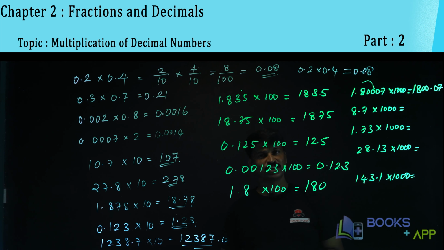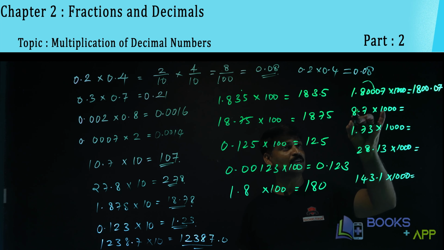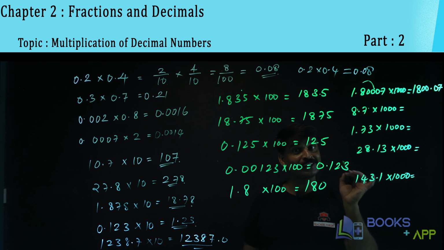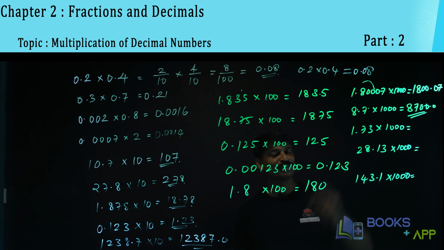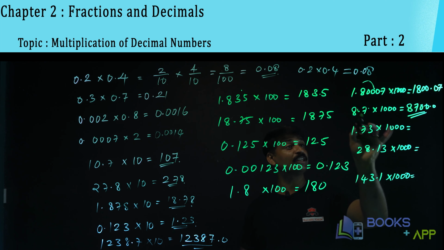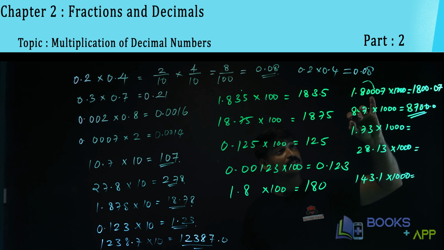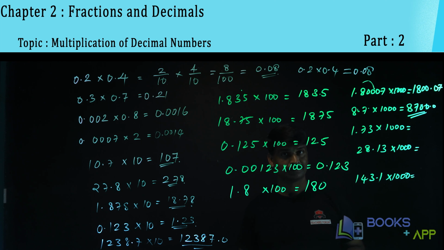Now can you tell me what the answer is? 3 points, it should jump to the right. 1 point, when it jumps, it comes here. Then 2 more points are there. So it becomes 8700.00 or 8700, because 8.7 into 1000. 3 points, this point will jump to the right. So from 8.7, when it jumps 3 points, it comes here. Clear?